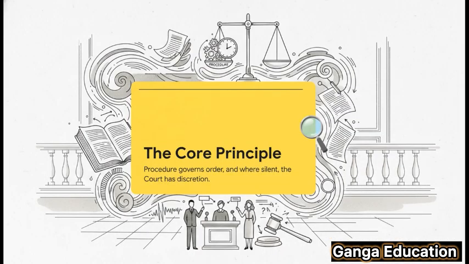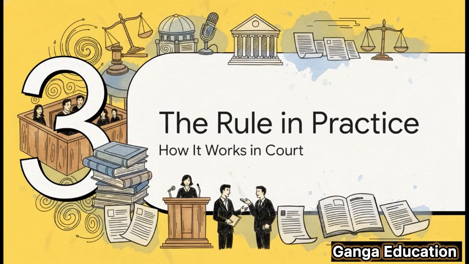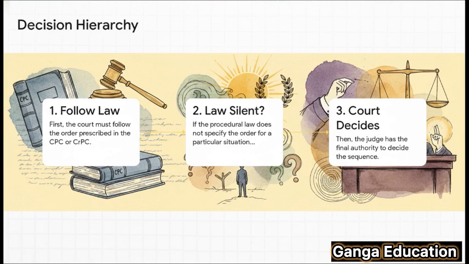So if you're going to remember just one thing from today, let it be this. This is the absolute core principle. Procedure governs order, and where silent, the court has discretion. Nail this down, and you've understood the essence of Section 144. Okay, that's the theory, but how does this all translate into what happens in a real live courtroom? Let's take a look. There's a really clear hierarchy of decision-making here.